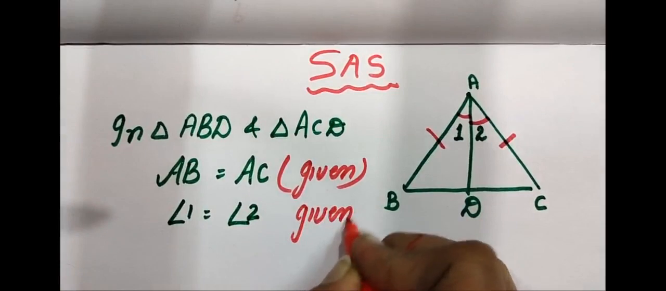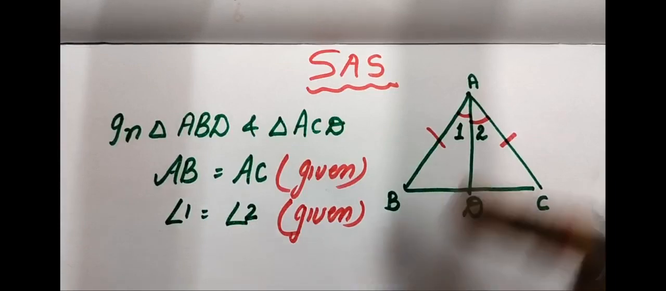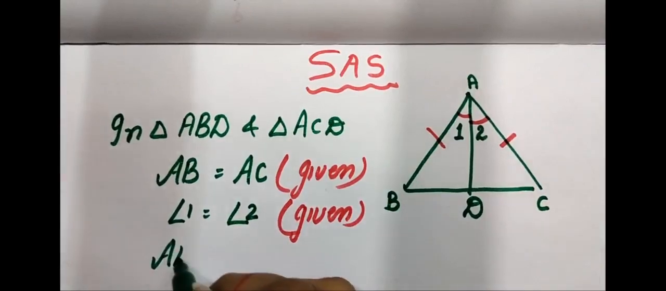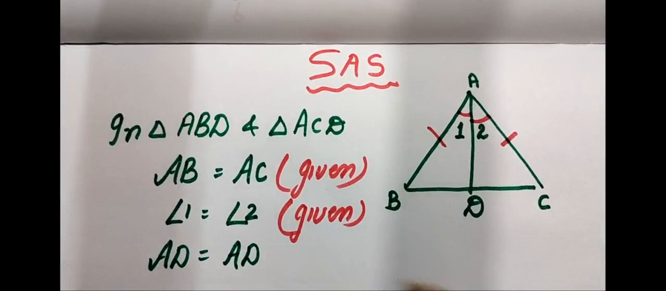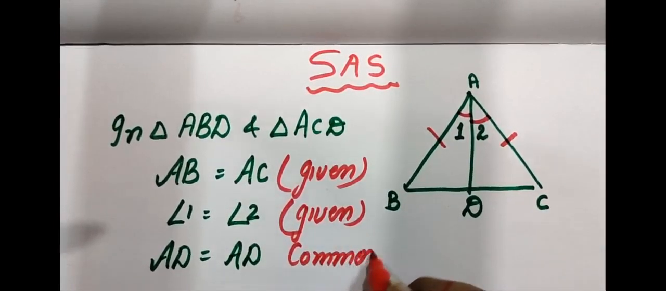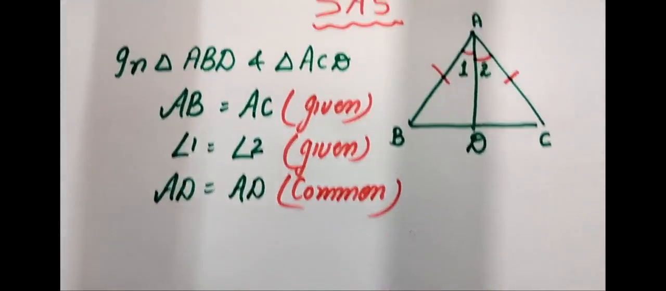So now we have to find out the third condition. In these type of questions, two conditions are already given. You just have to check out the third condition. So here we can say that AD is equal to AD. That is common. So common side is always equal. So now the three conditions are there.